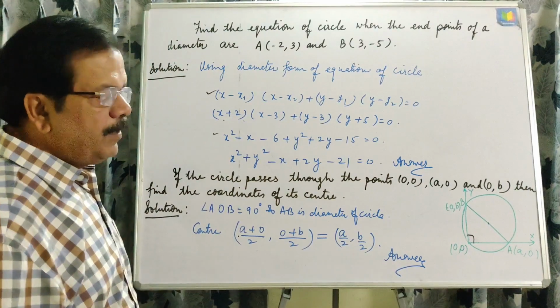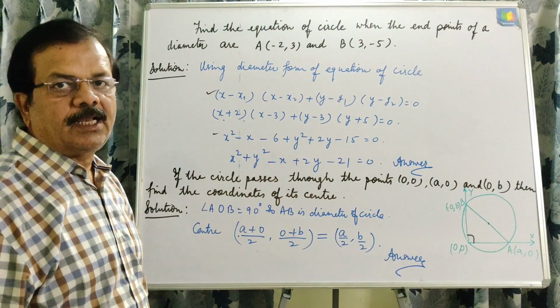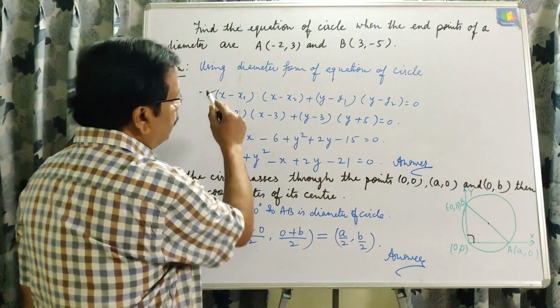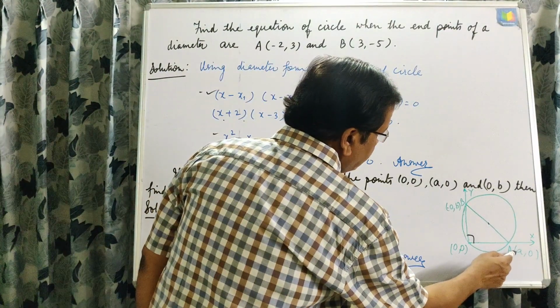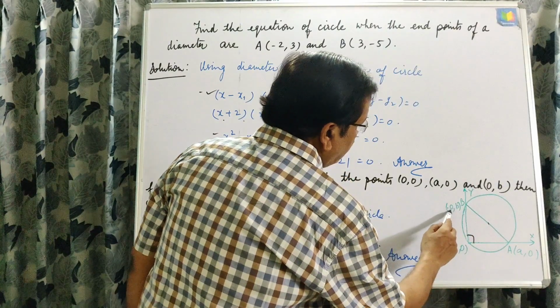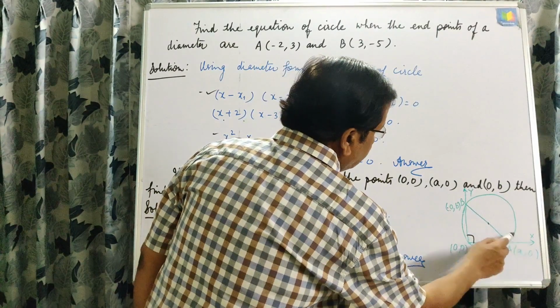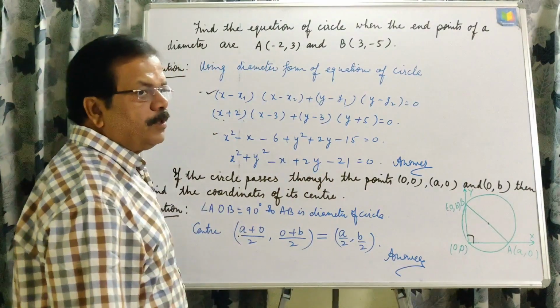And if we have to find the equation of the circle in this case, we will use the same formula. If the end points of the diameter are given, x minus a, x minus 0, plus y minus 0, y minus b is equal to 0.